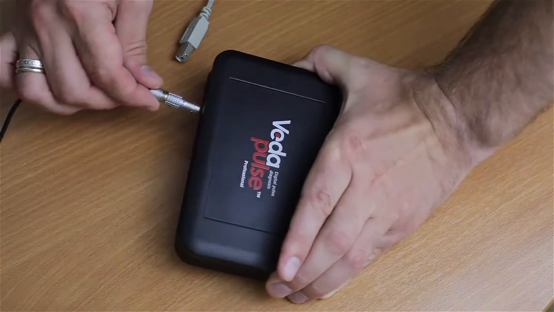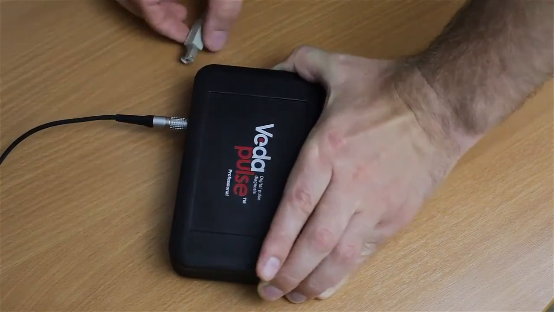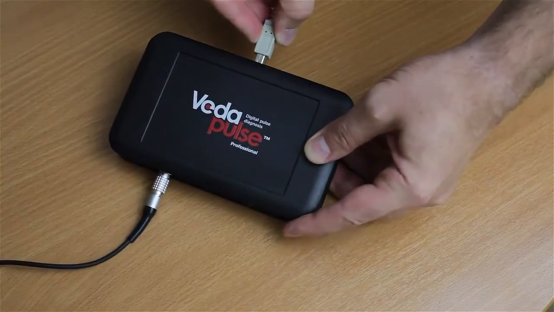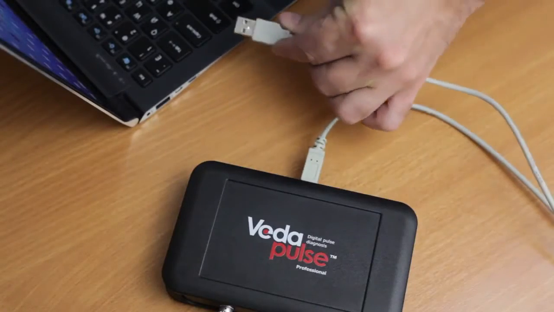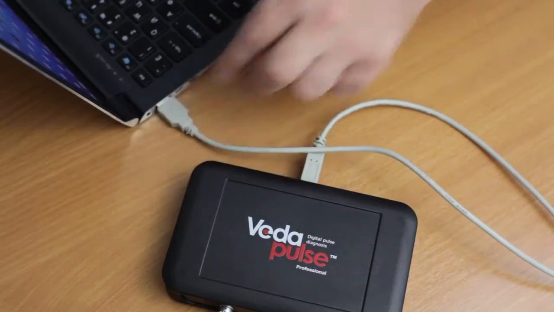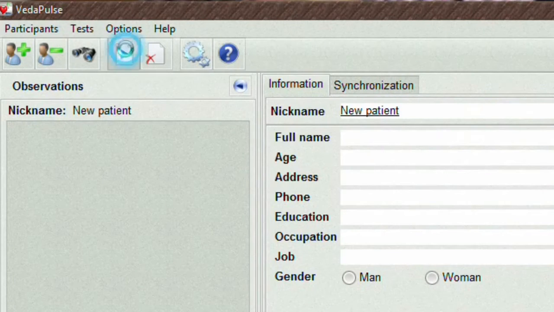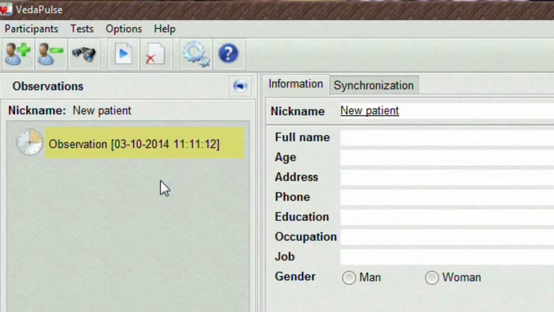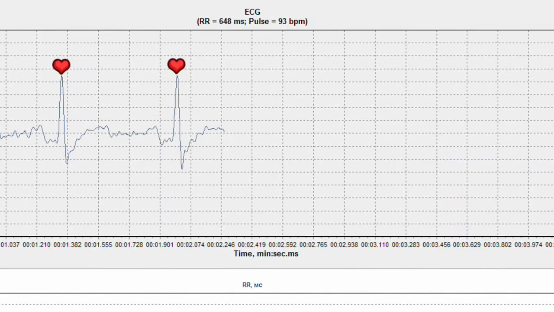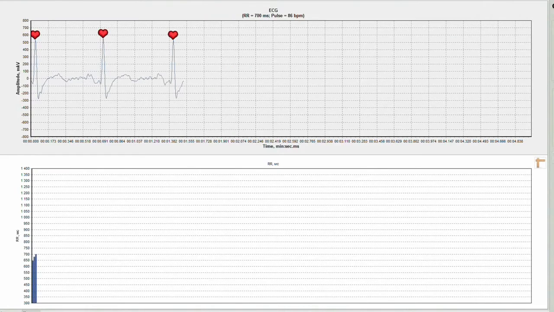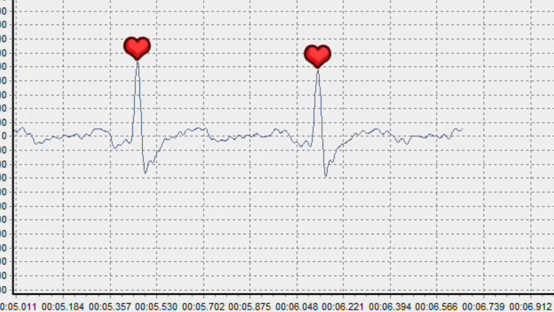Now I would like to show you how to evaluate the client's health status with the help of the VedaPulse hardware and software kit. We plug in the signal cable and then connect the device to the PC through a USB port. Place the electrodes on the client's wrists and start the ECG signal recording. At the heart of the analysis lies ECG recording. Take a look. The software automatically places heart symbols on the ECG. This is how the software registers and marks these initial impulses.